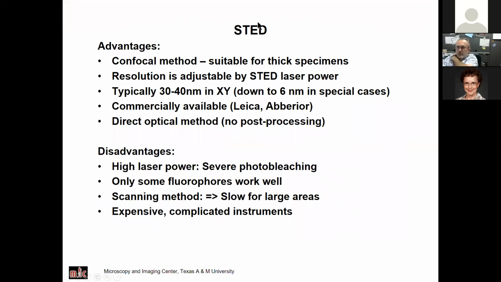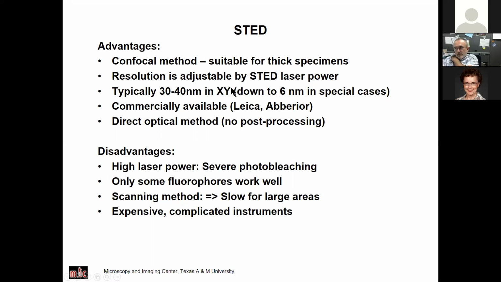So the advantages of STED is that it's a confocal method, so you can use it for thick specimens. You can get resolution down to about 30 or 40 nanometers in XY. On our microscope, we can do the improvement in XY, but we cannot improve the Z resolution. But another about $100,000 would get us that option.